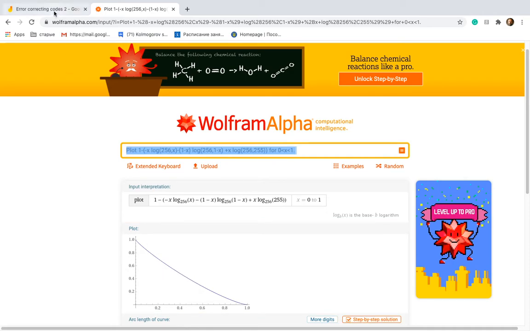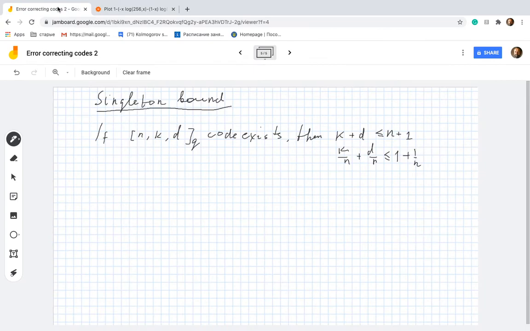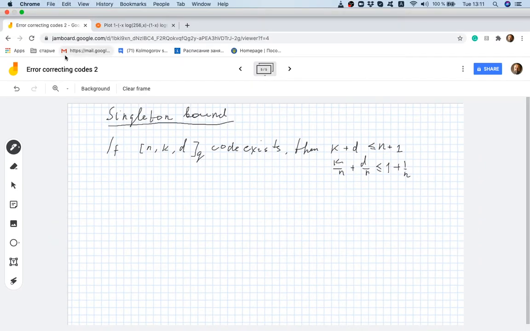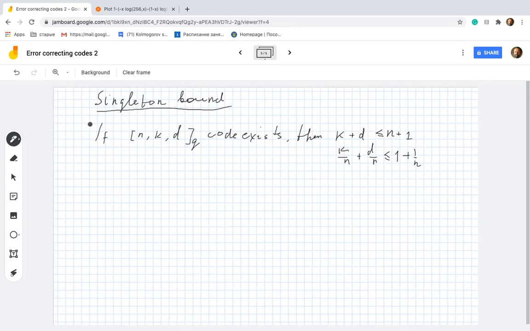So we have the exact knowledge for which parameters the code exists and for which there is no code. And a little bit further, we will describe those codes on that line. So let's first prove this statement.